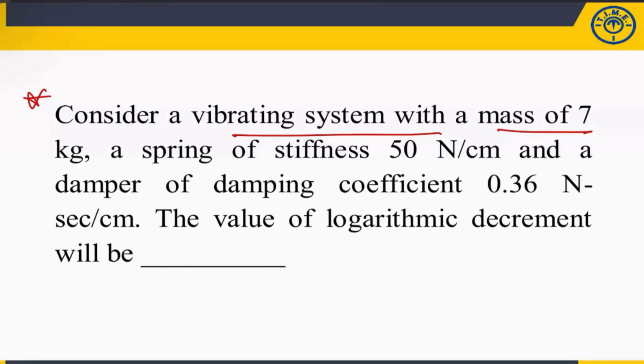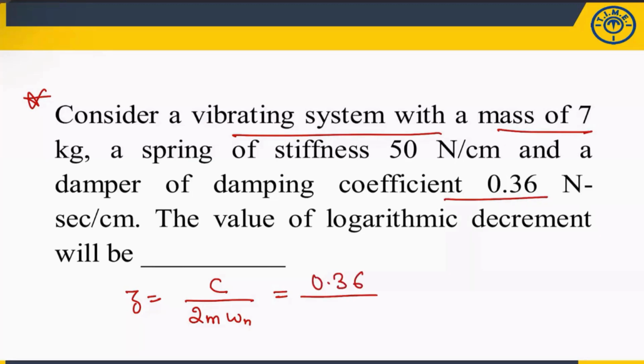We will solve this problem. You have to calculate the zeta value first. You know that zeta is nothing but C by 2 m omega n. C value is nothing but the damping coefficient, which is given as 0.36. 2 into m. What is the m value? 7 kg. And omega n you already know, square root of k by m.